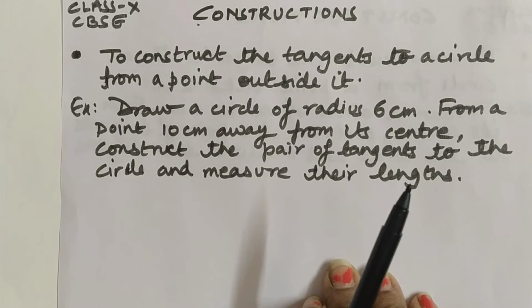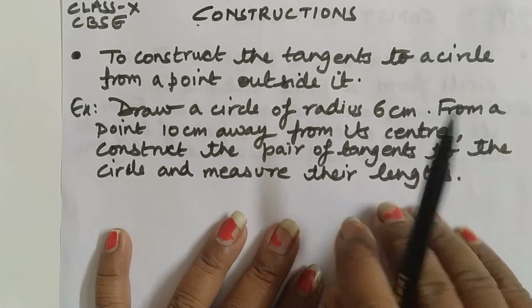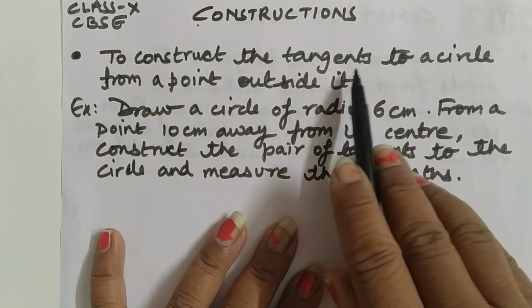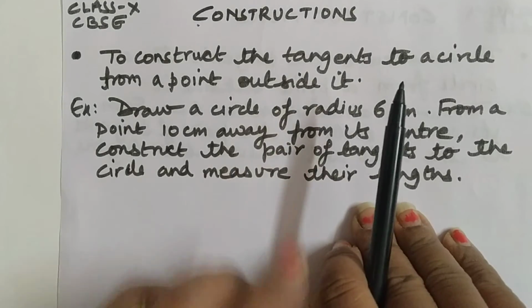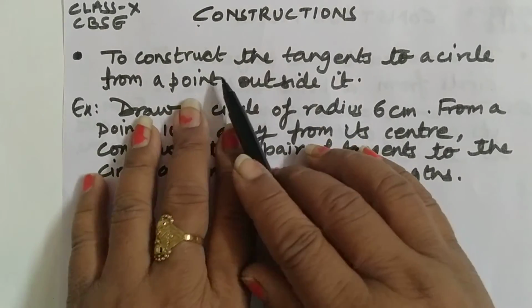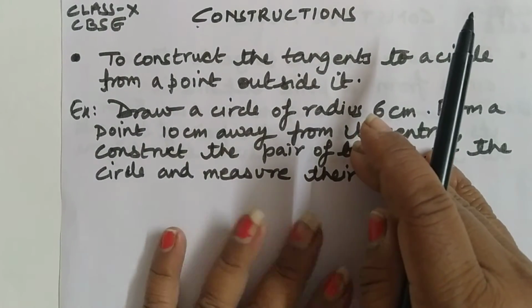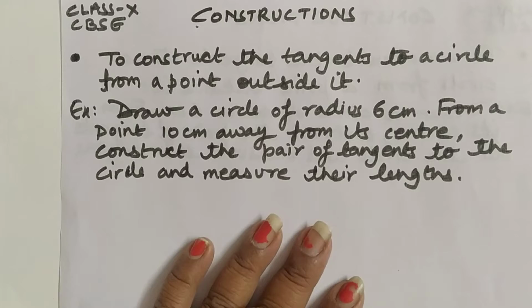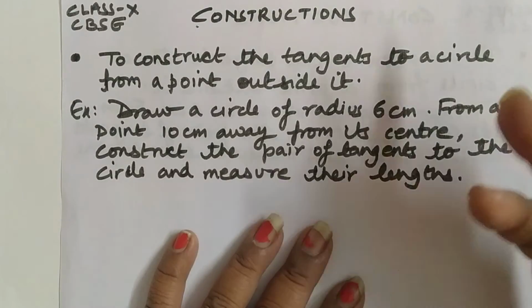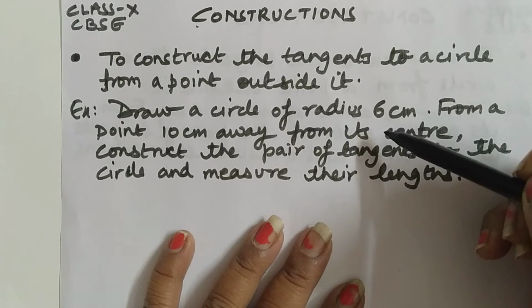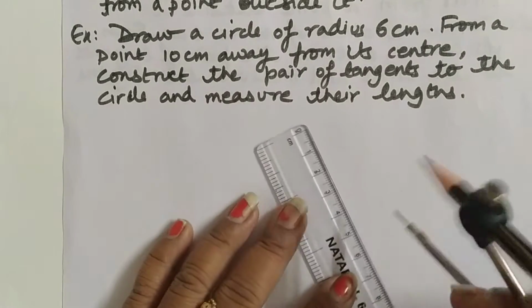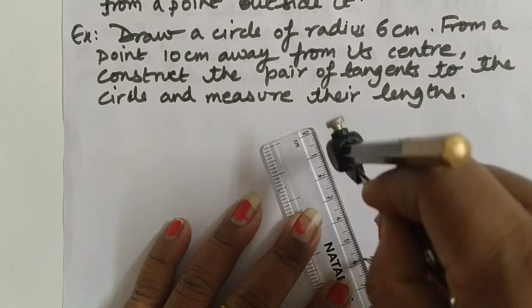So what we have to do is draw a circle of radius 6 centimeter. Sometimes it can come to construct the tangents to a circle from a point outside it, and only this is given to you. Then you have to draw a circle by yourself of any radius, and you can take any point outside the circle, and from that point you need to draw a pair of tangents to the given circle. So suppose we take this as an example, a 6 centimeter radius. Very first step, first of all we have to take this 6 centimeter.